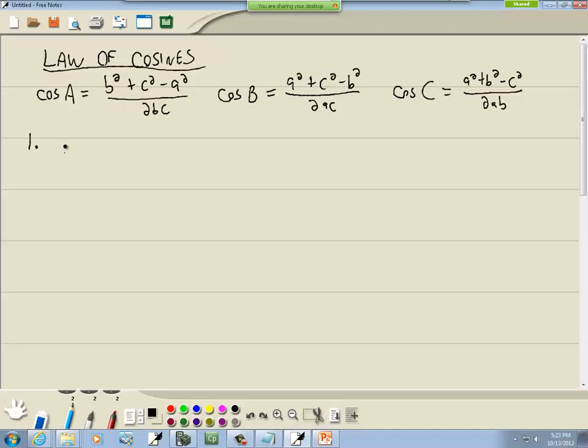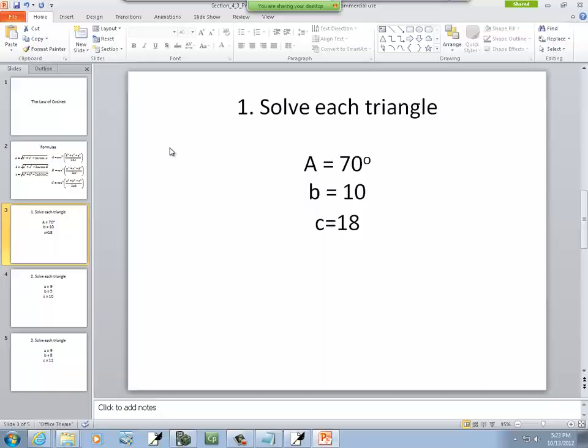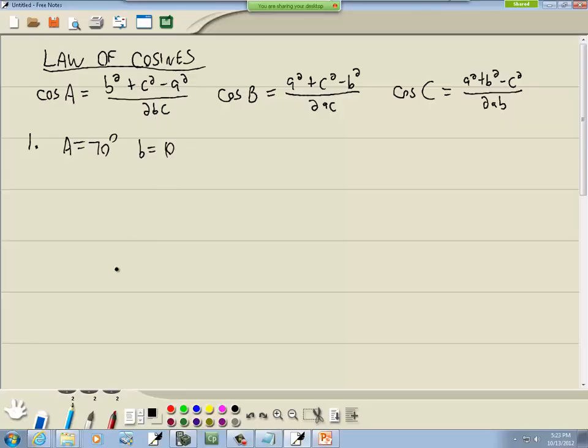Okay, so we have angle A equal to 70 degrees, side b is 10, let me write that so you can read it, and side c is 18. Now, in order to use the law of sines, you have to have two of something: two A's, two B's, two C's. We don't have any of that here. We actually have an angle enclosed by two different sides.